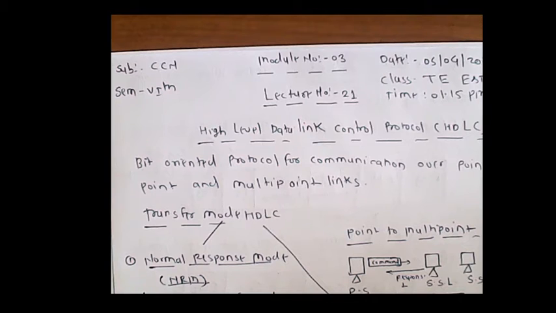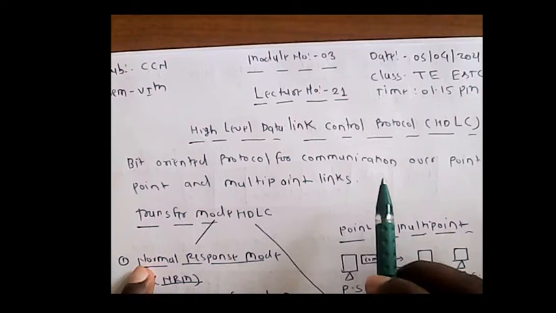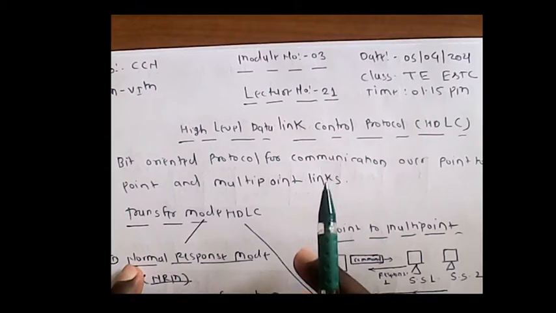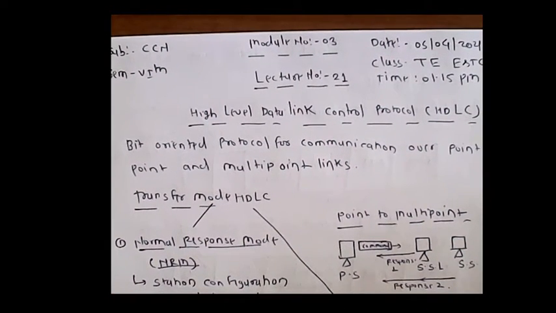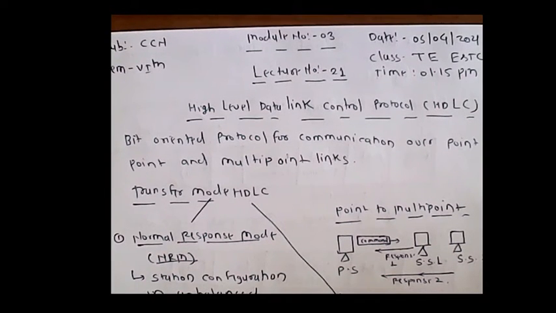So HDLC is a bit oriented protocol for communication over point to point and multi-point links, that is to be remembered. HDLC is a data link layer protocol which is basically bit oriented. The main purpose is to provide communication over a network from point to point or multi-point links. There are two transfer modes of HDLC. So let us see which type of transfer mode.